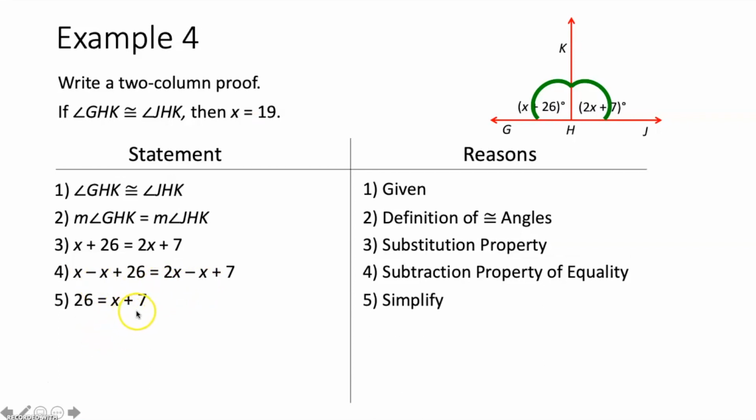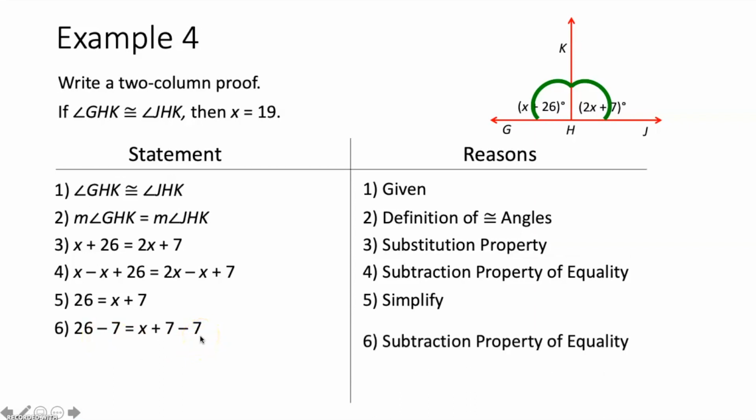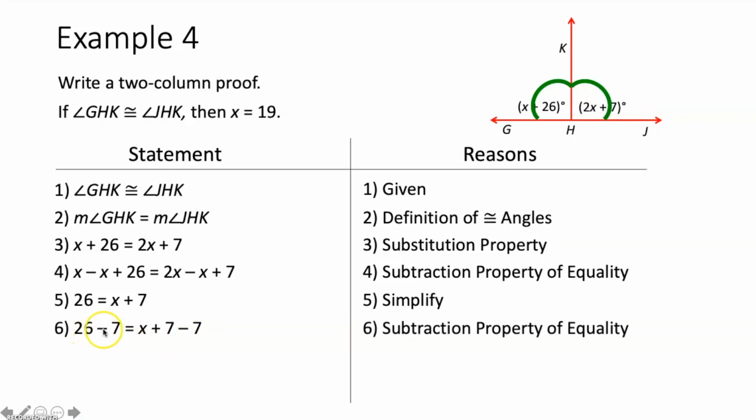Next, how do I get x by itself? I'm going to subtract 7 from both sides. Since I did something to both sides, that's the property of equality. Since it was subtraction, it's going to be the subtraction property of equality. So 26 minus 7 is going to give me 19. And then 7 minus 7, those just cancel each other out. So I simplified this to get 19 is equal to x, which means I can just write simplify here.